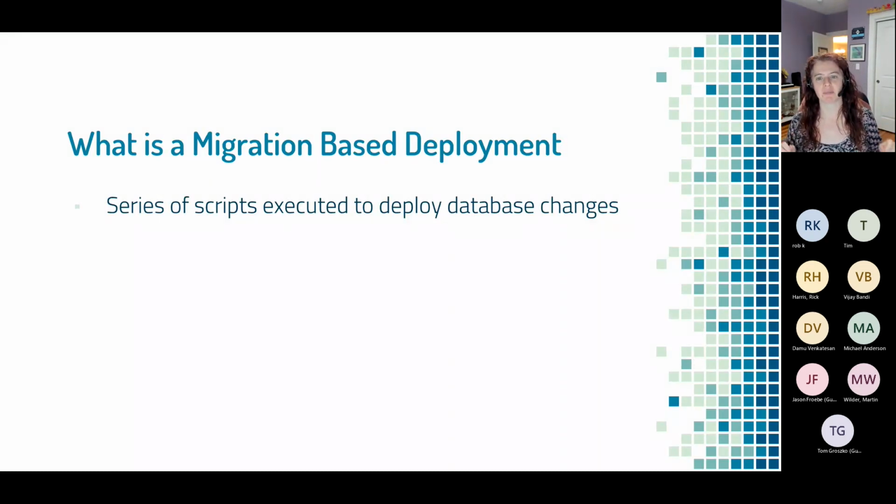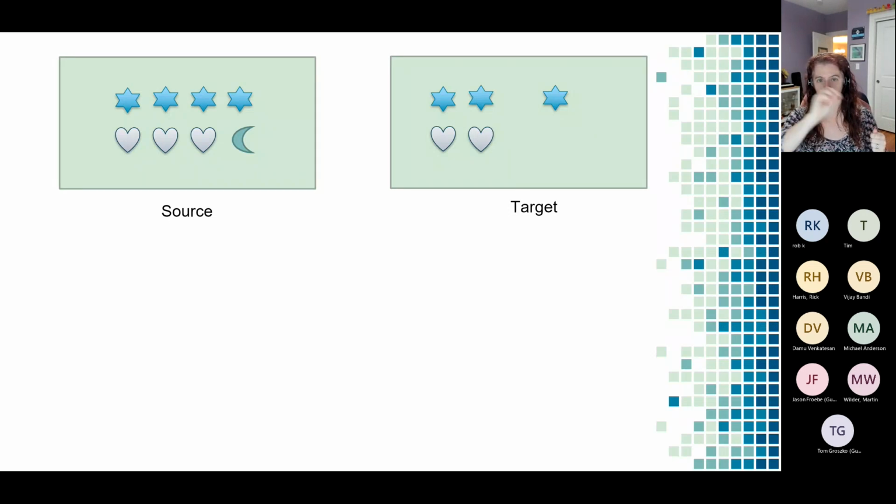It is a series of scripts executed to deploy database changes. Pure and simple, that's it. Migration is where we're scripting out what those changes are. So we have a source database with 4 stars, 3 hearts, and a moon, and we have our target database, which doesn't have all the objects yet.